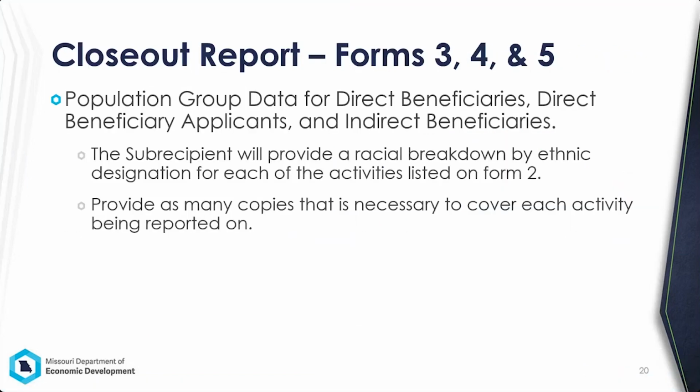So then we go to the closeout report, forms 3, 4, and 5. I'm only really going to cover one of them because these forms are all the same. They just go over the direct beneficiary applicants and indirect beneficiaries. Subrecipient will provide a racial breakdown by ethnic designation for each of the activities listed on the previous form. Provide as many copies as necessary to cover each activity being reported.